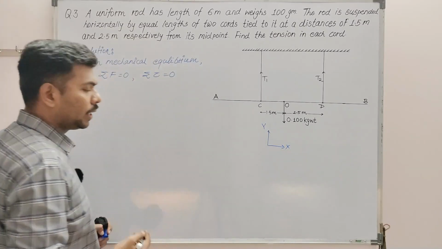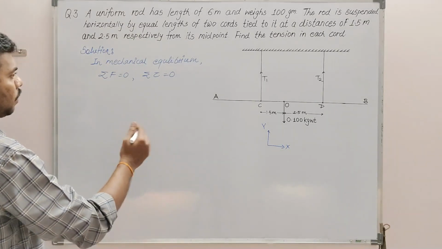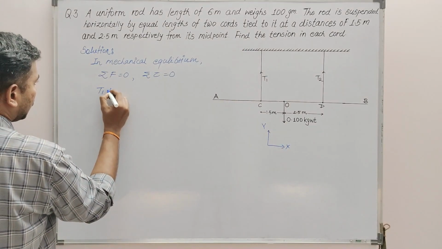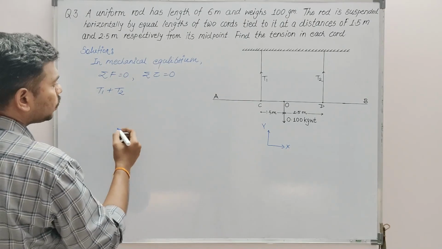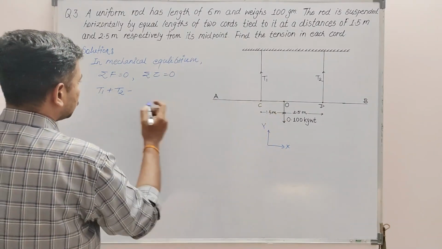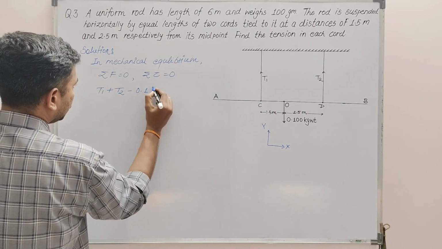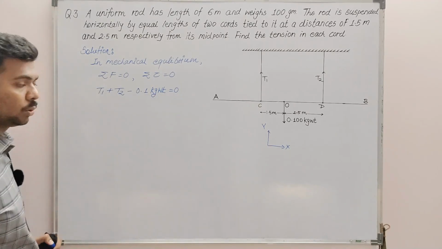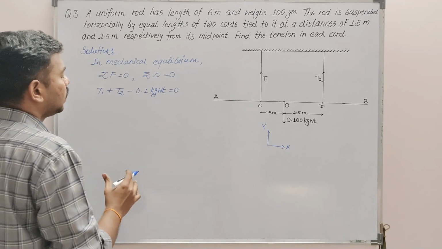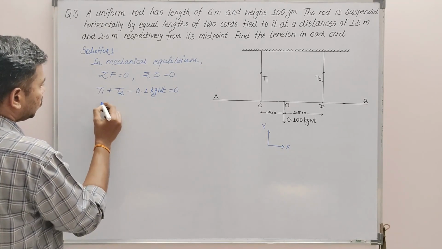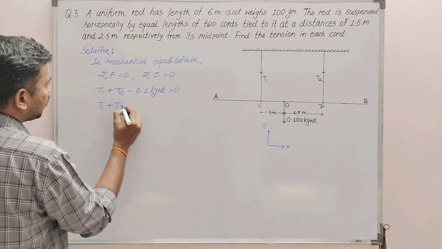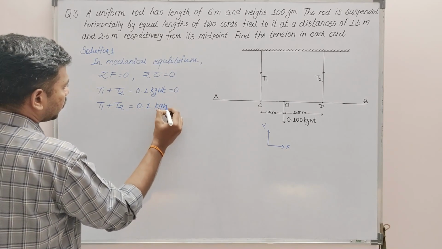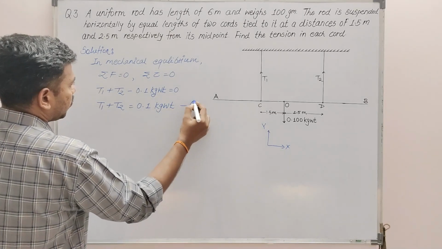According to the Cartesian coordinate system, we take the positive y-axis vertically upward. So T1 and T2 are both positive, and W, which is 0.1 kgWt, is downward. The sum of all these forces is 0. So T1 plus T2 is equal to 0.1 kgWt. This is our first equation.